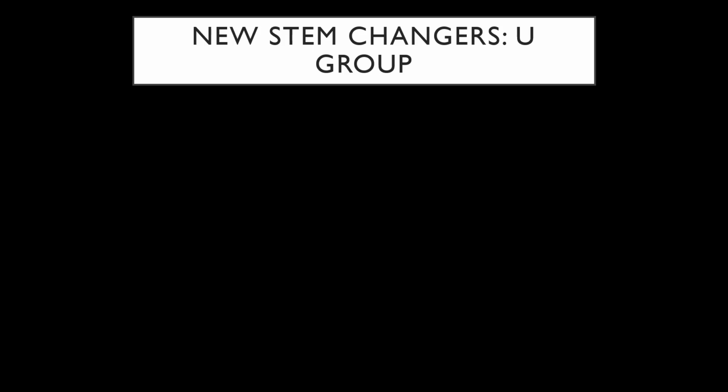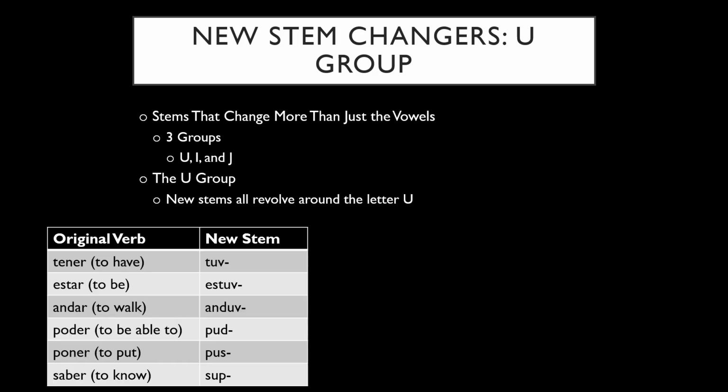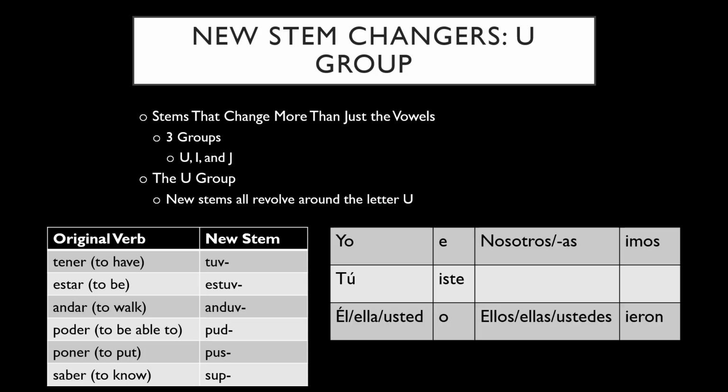In the preterite, there are some examples that change more than just the vowel in the middle. The first category we will talk about are U changers. Let's look at tener. If tener were a regular ER verb, we would simply get ten plus all of the endings. But tener is yet again an irregular. The stem changes to tuv, then we get the following endings: iste, o, imos, and ieron.